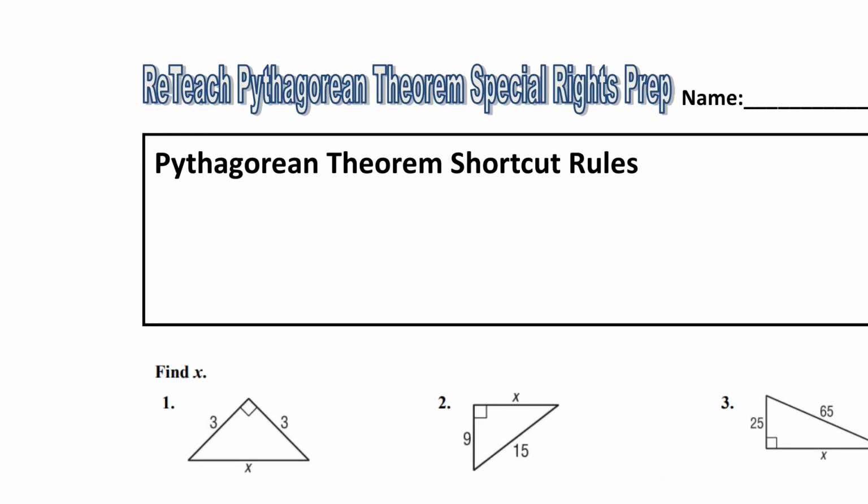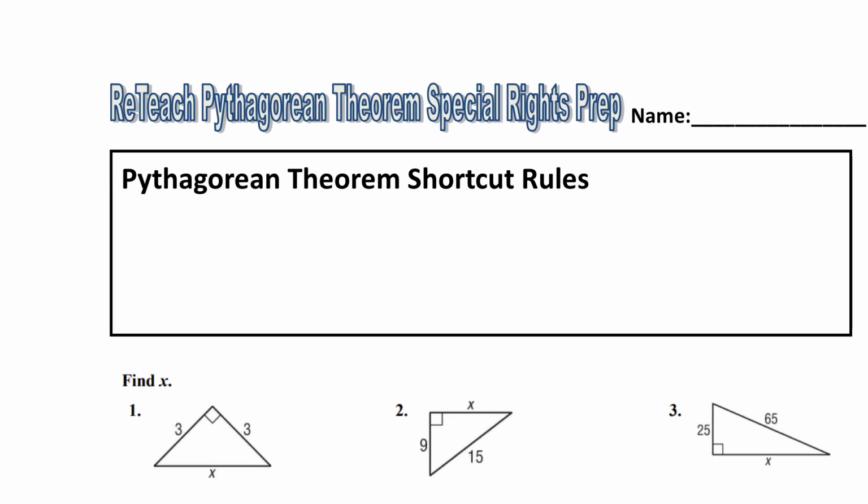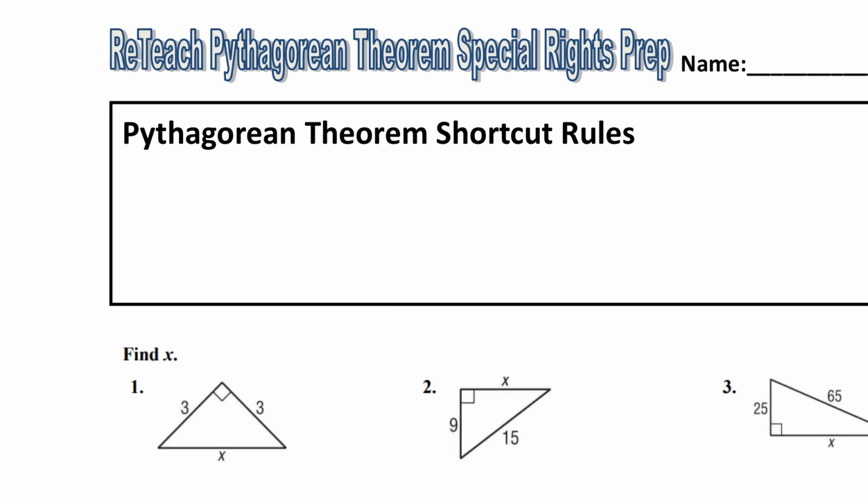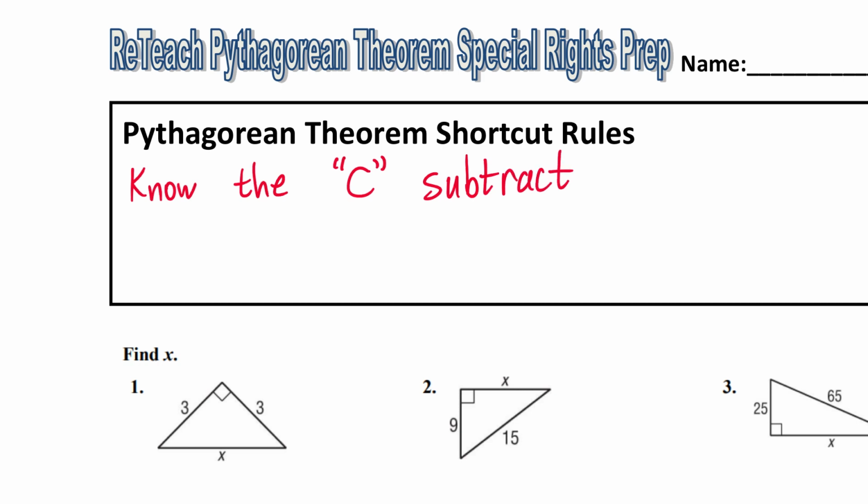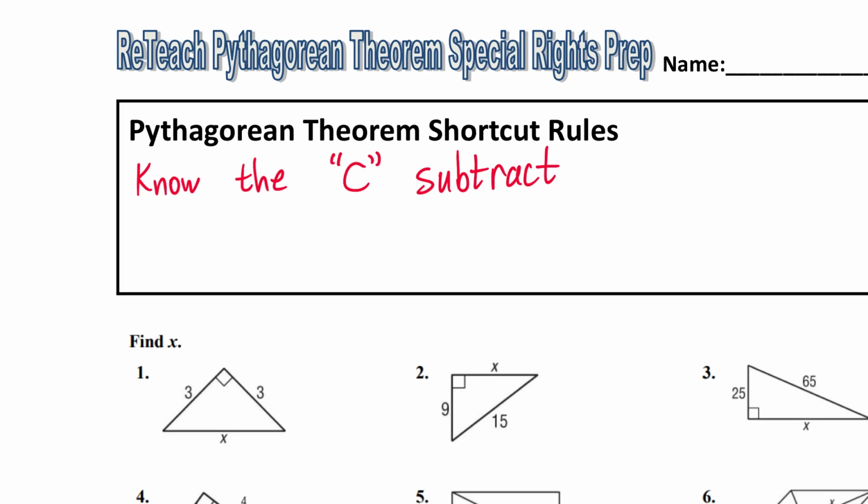The top part here is Pythagorean Theorem shortcut rules. Now, it's not the Pythagorean Theorem. It's just a little shortcut thing that we do. So, if you know the C, you are going to subtract. Whenever I say the C, I'm talking about, in the Pythagorean Theorem, a squared plus b squared equals c squared, the C is the hypotenuse.